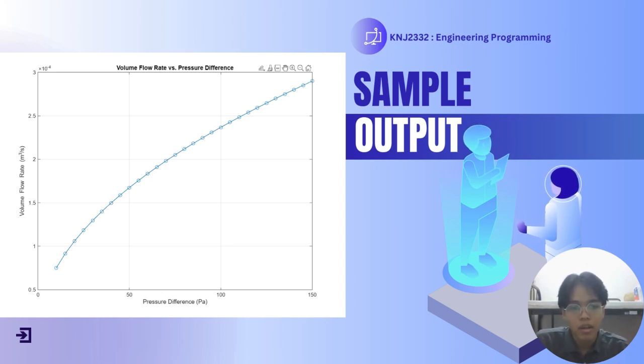By using MATLAB to calculate and visualize these parameters, we can automate complex fluid mechanics calculations, making it easier to analyze and design fluid systems. MATLAB's powerful computational capabilities allow for quick and accurate processing of large data sets, enabling engineers to focus on interpretation and decision making rather than manual calculation. In conclusion, our MATLAB code provided valuable insight into the behavior of fluid flow in pipes, aiding in the design and optimization of piping systems.